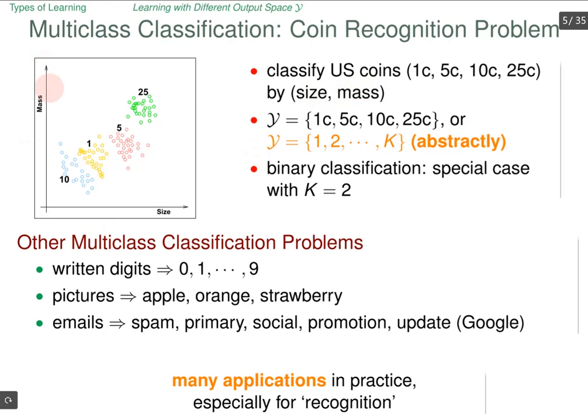So if you take a look at the scatter plot of these two features in 2 dimensions, we can see them here. And we can label them by using our Y as 1 cent, 5 cent, 10, and 25 cent.